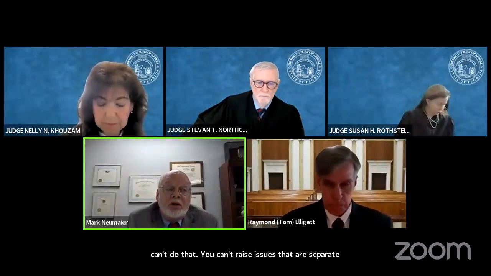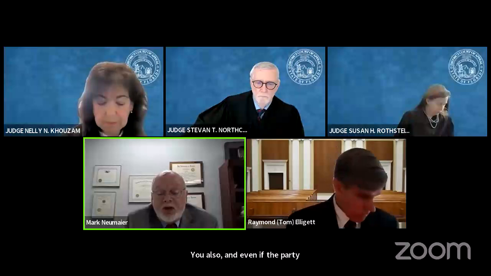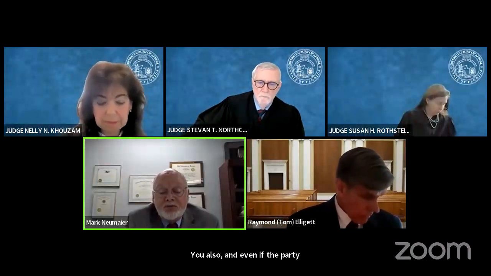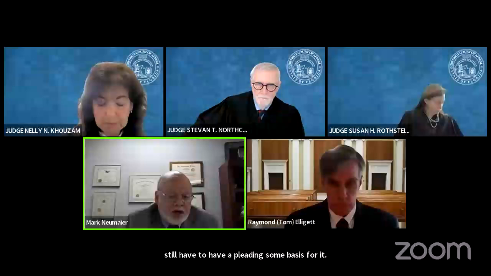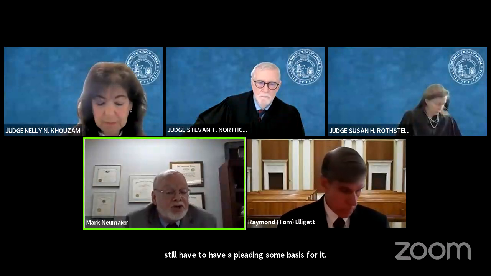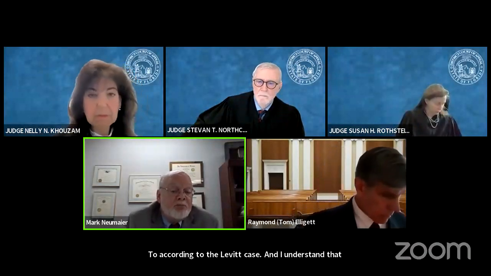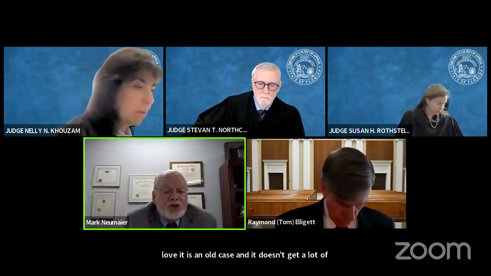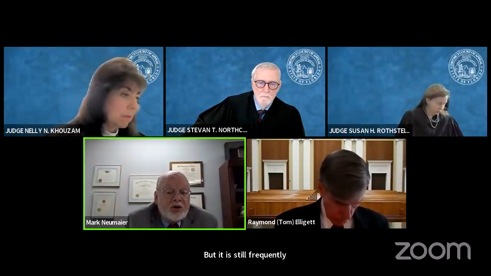Even if the parties stipulate to that, you still have to have a pleading, some basis for it, according to the Levitt case. And I understand that Levitt is an old case and it doesn't get a lot of attention, but it is still frequently cited in the case law.